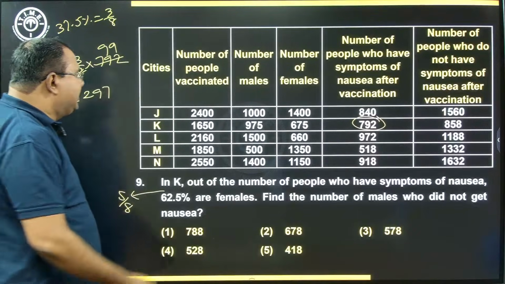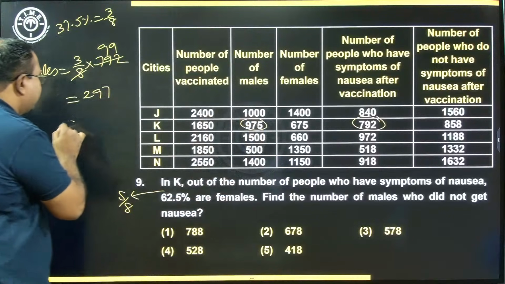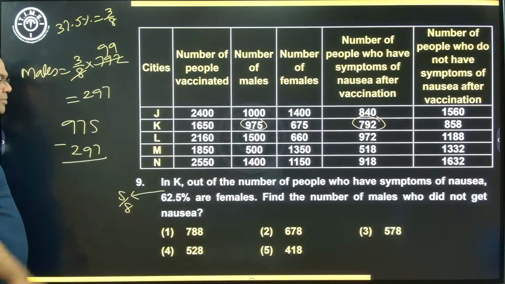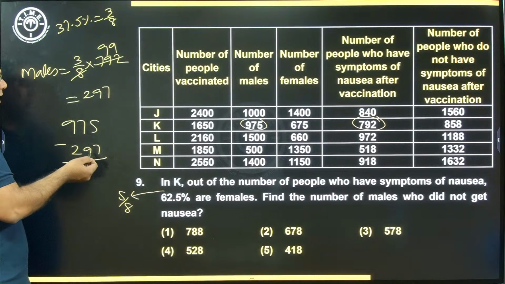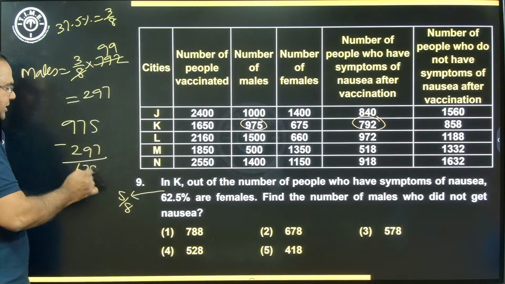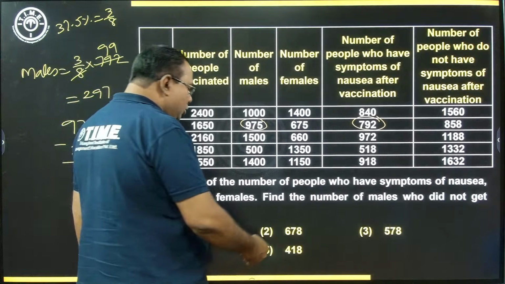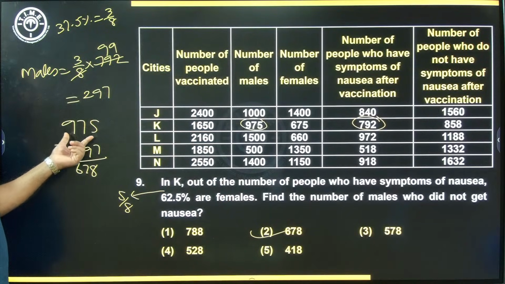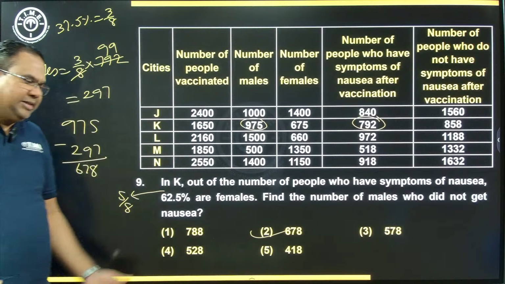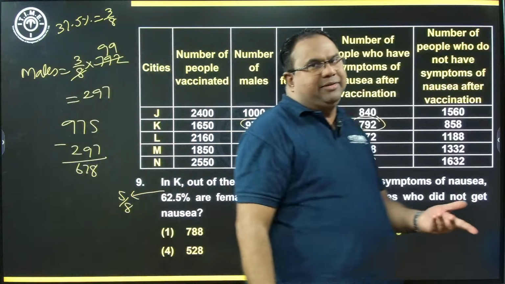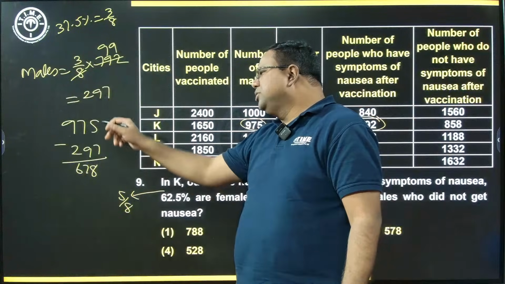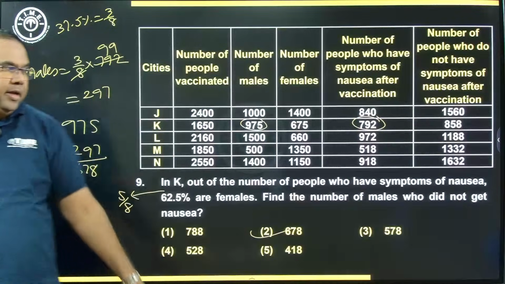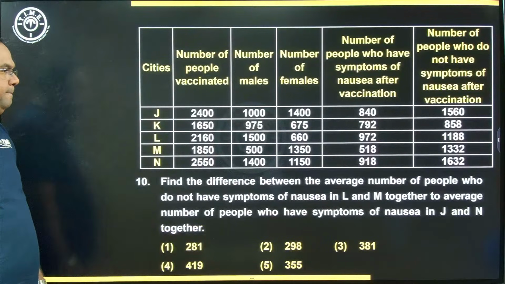What are my total males in K? 975. Out of this 975, 297 are having symptoms. How many don't have those symptoms? If I remove 300, it will be 675. It is 3 less, so add 3. So 678 should be your answer. Choice 2 is your answer. You got the point? The total males in K is 975, and the people having symptoms are 297, around 300. If I remove 300, it will be 675. But it is not 300, it is 3 less, so increase 3, it will be 678. So last question from this set. Try this question, students.